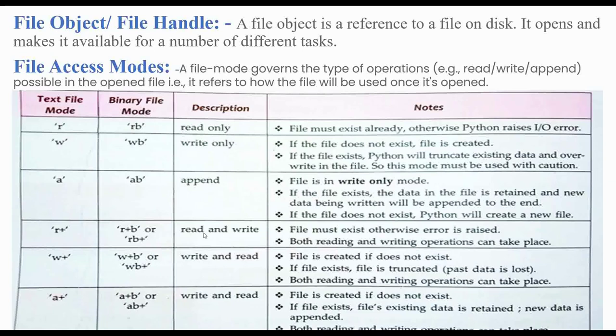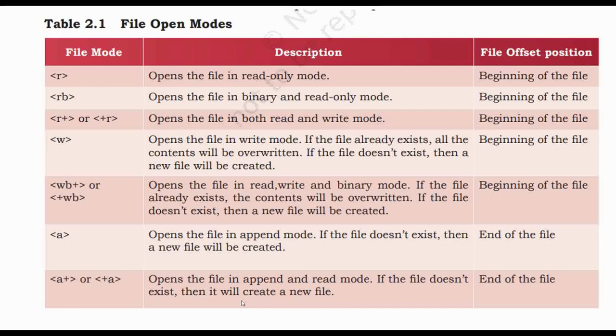Now R plus, W plus, RB plus, WB plus or R plus B, all these are going to do dual work, which is read and write. R plus: first preference is reading and then writing. W plus: writing first and then reading. You can use it either for reading or writing over here. Now A plus again is going to write at the end of the file. If the data exists, it appends at the end; if the data is not there, it's going to start from the beginning. Plus is used for reading the file.